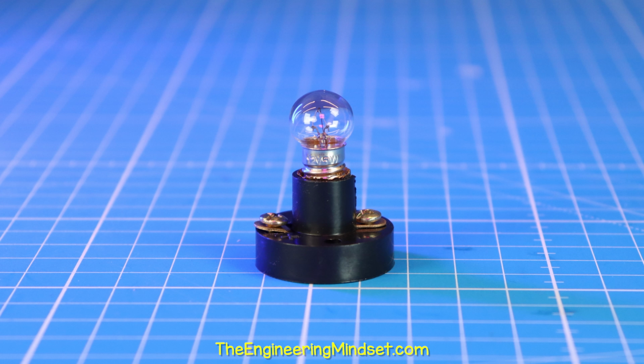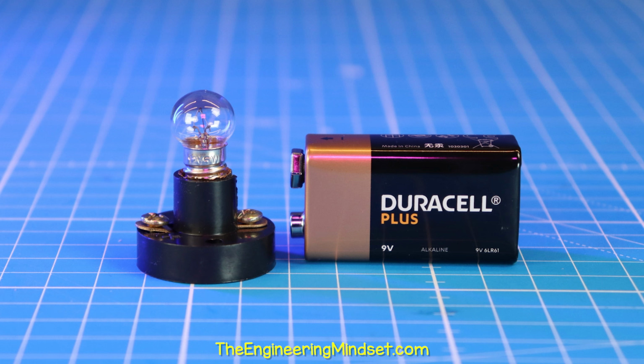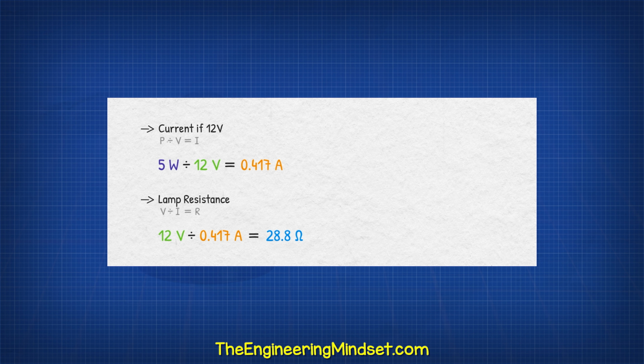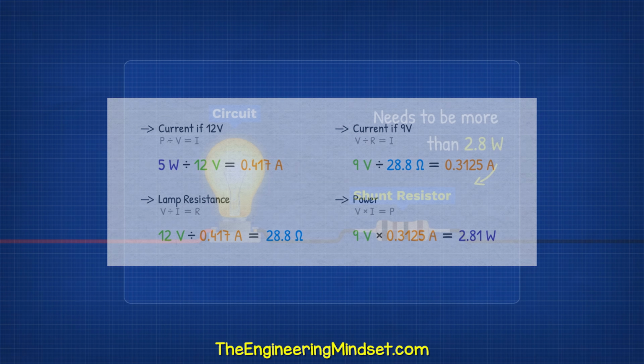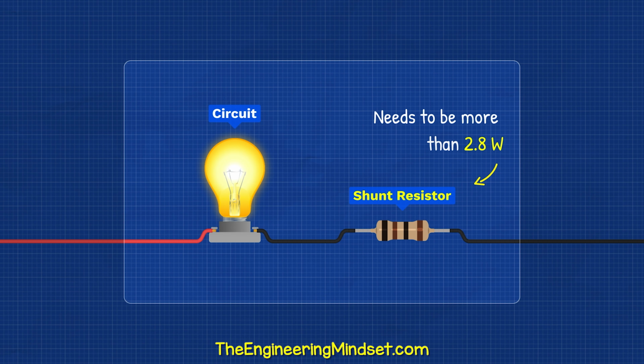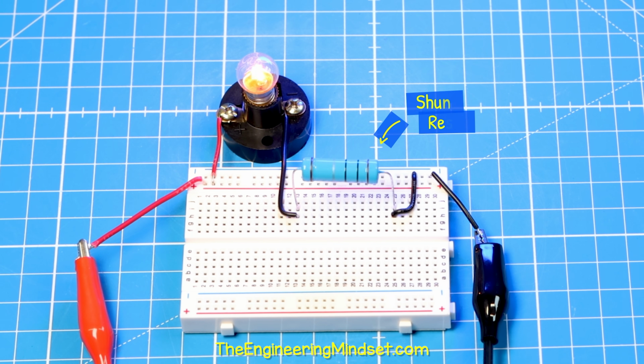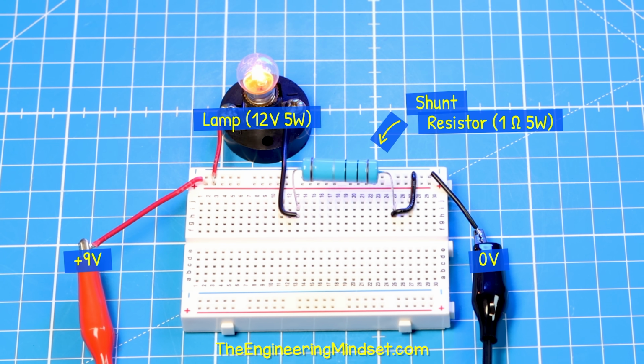For example, this lamp is rated for 12 volts and 5 watts, but I want to power it with 9 volts. We can estimate the current from the rated values, then use Ohm's law to estimate the resistance of the lamp. If we reduce the voltage to 9 volts, we should see a lower current flowing. From that, we can estimate the power, which means our shunt resistor needs to be more than this power rating. I'll use a 1 ohm 5 watt resistor and connect that into the circuit.